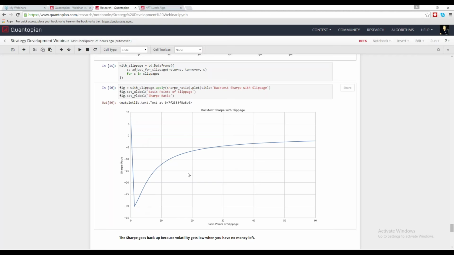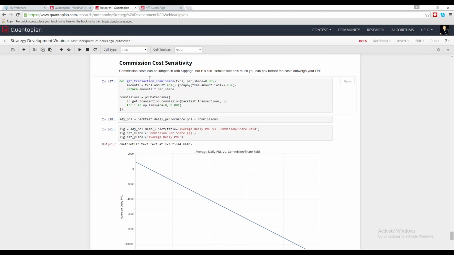And then the other interesting piece you can do is looking at commission cost sensitivity. You can lump commissions in with slippage and assume they're part of that same cost, but it can also be useful to look at the commission in isolation. What I've done here is taken the backtest P&L and then applied several commission costs to the transactions, where I'm just multiplying, assuming a per share transaction cost, and then subtracting out the commissions, and then plotting the average P&L over different commission costs.